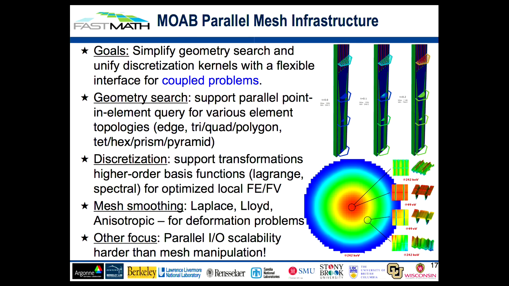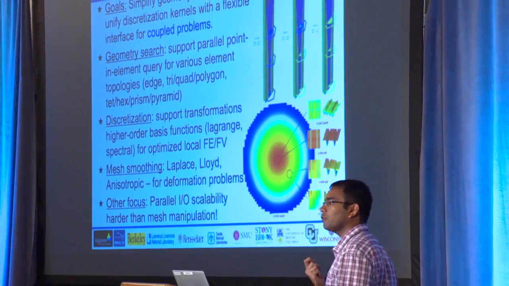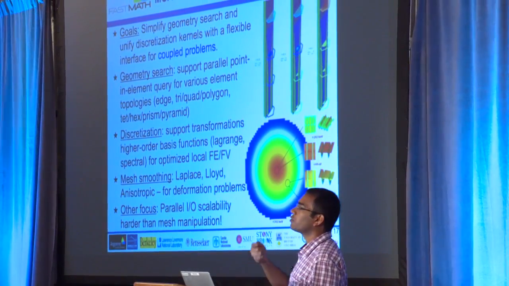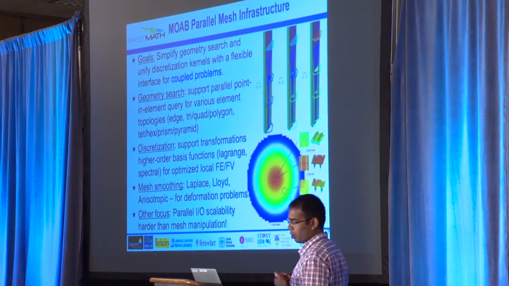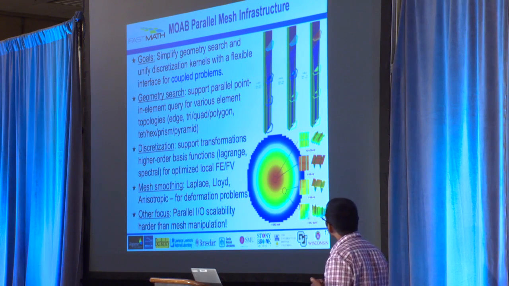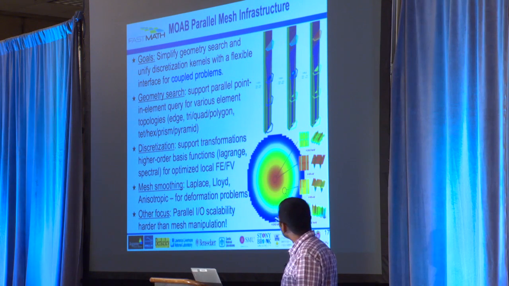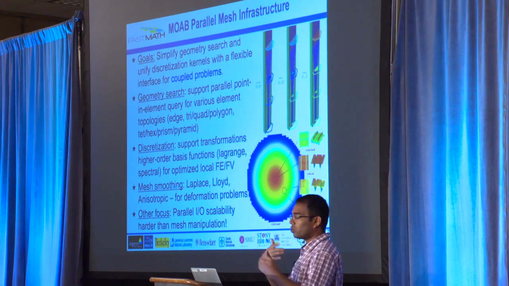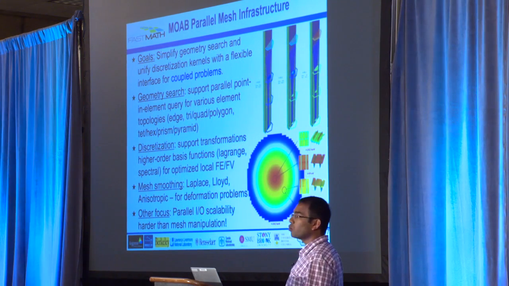There are also several infrastructures that Moab provides to simplify discretization kernels, and also provides geometric searches for points. This is especially useful if you want to do solution transfer between very disparate meshes, which can happen if you're doing coupled multiphysics problems, right? So especially with the solver interfaces, the discretization kernels become quite useful so that you can build your own solver infrastructure. We also have several mesh smoothing algorithms.